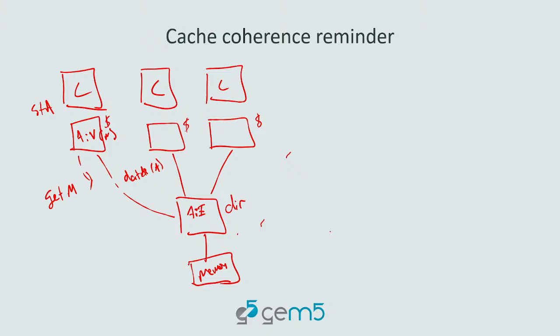So then if this core here wants to do a load to A, wants to get the data, we need some way to make sure that this core here gets the updated data that core C wrote.